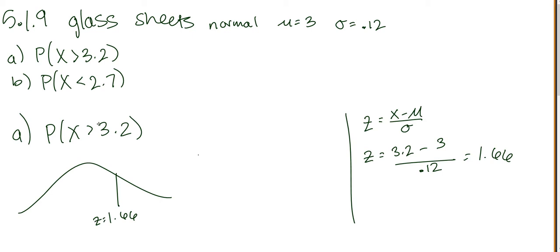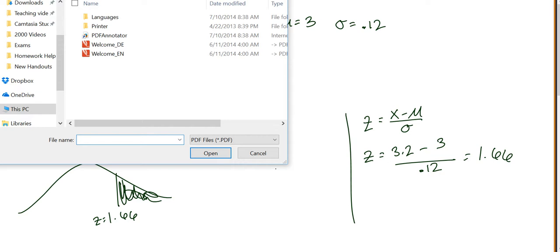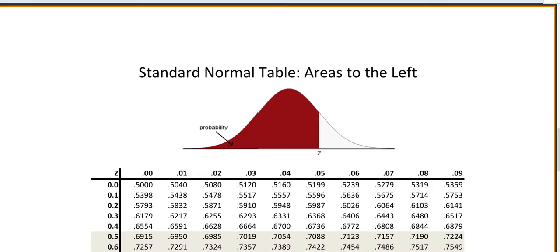And we're looking for the probability that X is greater than that, so we'll shade to the right. So it's really like we're finding the probability that Z is greater than 1.66. Now our table does not give us areas to the right, it only gives us areas to the left. And so let's go to our normal table and look up Z equals 1.66. So we're looking for Z is a positive 1.66.